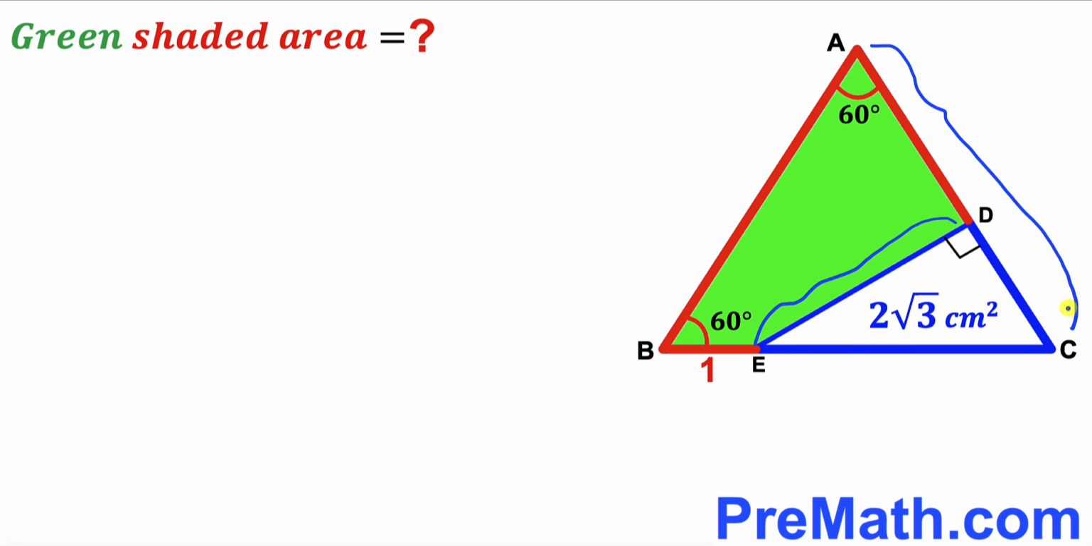We have this big triangle ABC along with this perpendicular DE on this side AC, as you can see in the given diagram. As a result, we end up with this right triangle CDE, and the area of this blue triangle is 2 times square root of 3 centimeter square. Moreover, this tiny segment BE has length 1 centimeter. Furthermore, angle BAC is 60 degrees, and likewise angle ABE is 60 degrees as well. Now our task is to calculate the area of this green shaded region.